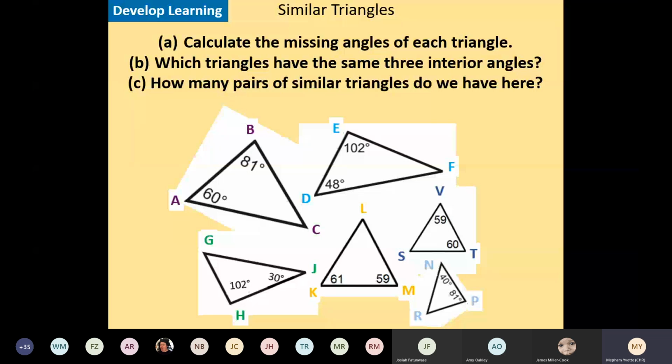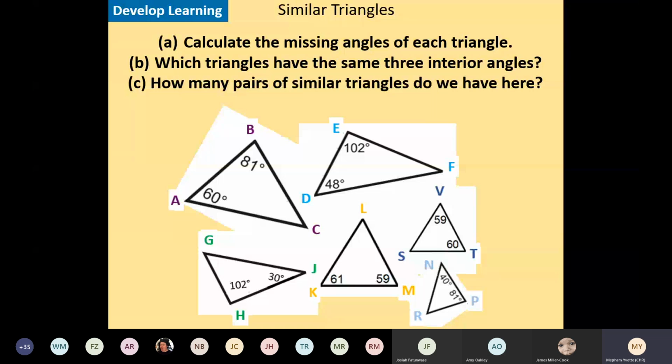So for example, for triangle ABC, we've got 60 plus 81 to deal with, and then I'm going to let you figure out what you need to do next. Then the second question is, which triangles have the same 3 interior angles? So are there any pairs of triangles that have the same angles within them? And using this information, we should be able to solve C. How many pairs of similar triangles do we have here?